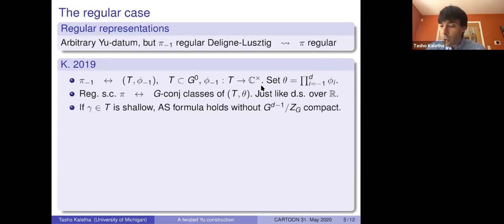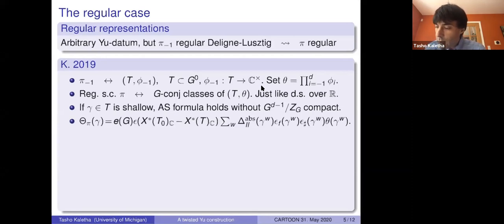The next thing is that you can show that even though the Adler-Spice character formula was valid under a very strict compactness assumption, if you consider very special elements that you're going to feed in it, namely elements of that particular torus T that are themselves shallow, in that situation, you can drop the compactness assumption. And then one can reinterpret the roots of unity in that formula. And here is what one finds.